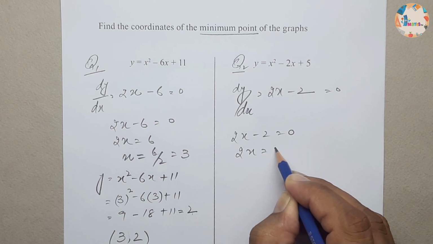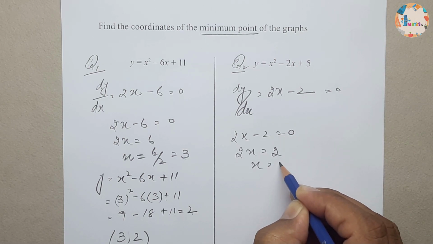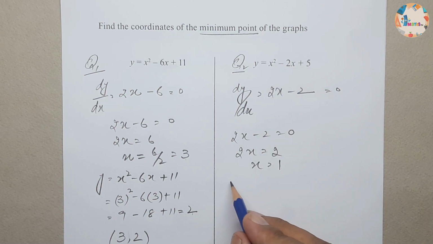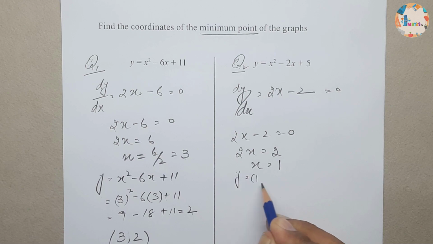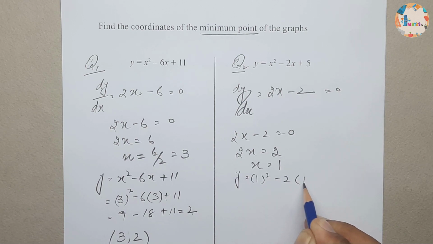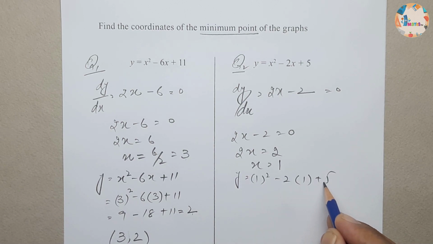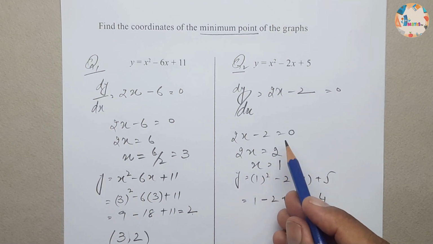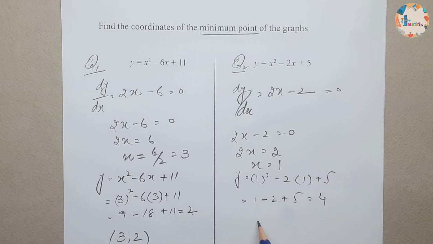This implies 2x is equal to 2, x is equal to 1. Now this value we can replace in this, which is y is equal to 1 squared minus 2 into 1 plus 5. So this will be equal to 1 minus 2 plus 5, which is equal to 6 minus 2, which is 4. So we got this x as 1 and y as 4.